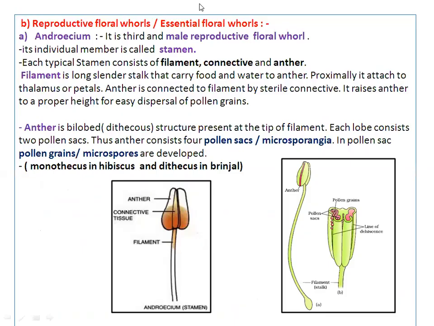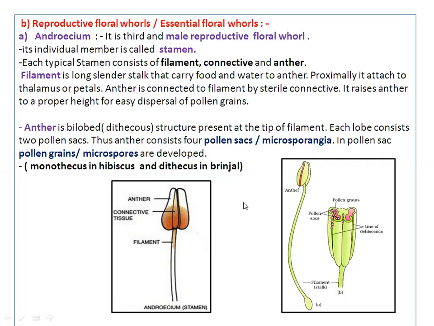Then we focus in detail on the structure of the stamen of the reproductive floral organs, that is androecium and gynoecium. These are the two reproductive floral organs, which are involved in sexual reproduction, therefore they are known as the essential floral organs. Androecium is the male reproductive floral organ. Its individual member is known as a stamen.